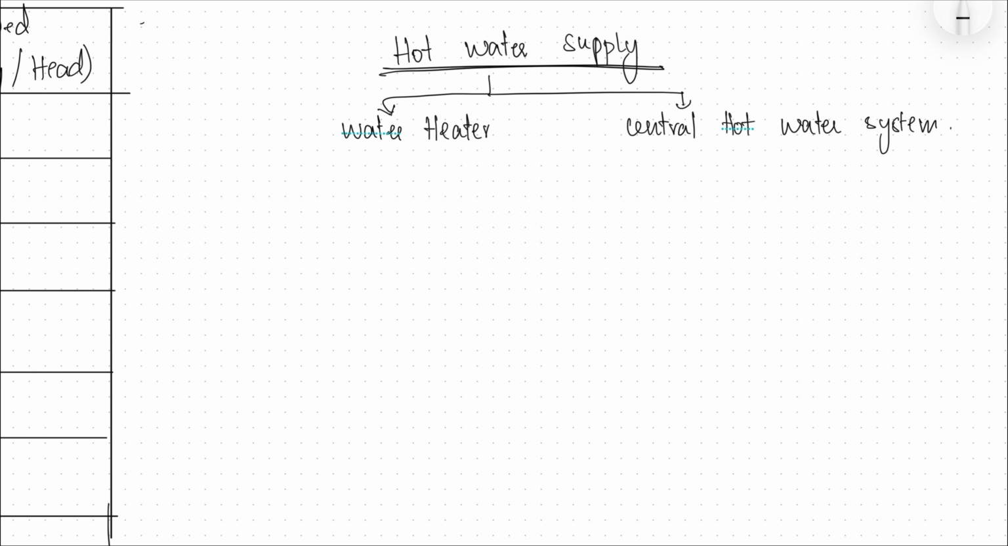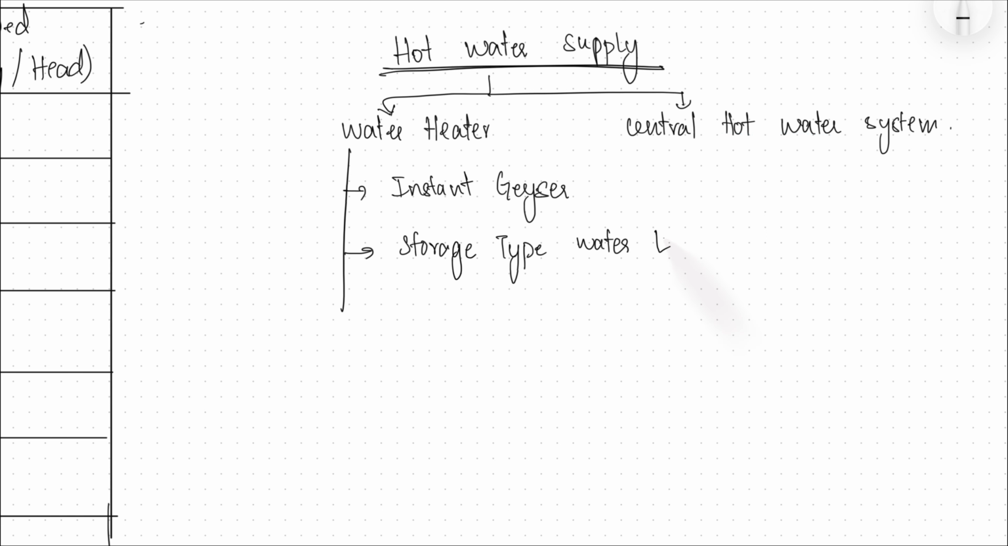And in water heaters, you have three types. First is your instant geyser, which you can turn on, and in like 5 minutes your water is heated, and then you can go take a bath. So that is your instant geyser. Then you have the storage type water heater, which takes more time compared to the instant geyser, and it basically has a tank-like fixture in which the water is stored. It is heated and then it is applied to your taps and so on.